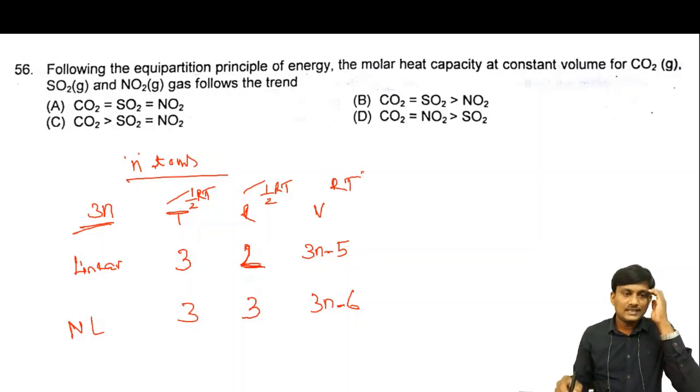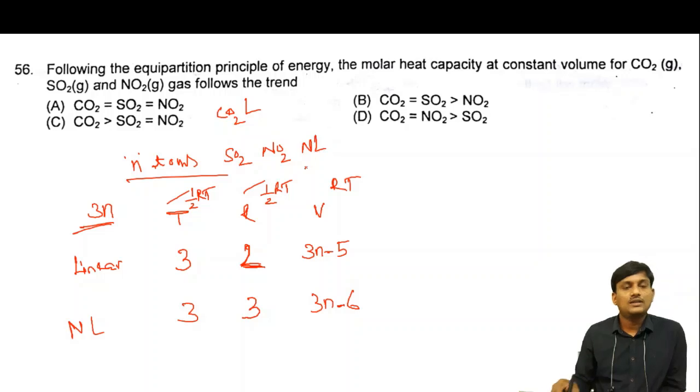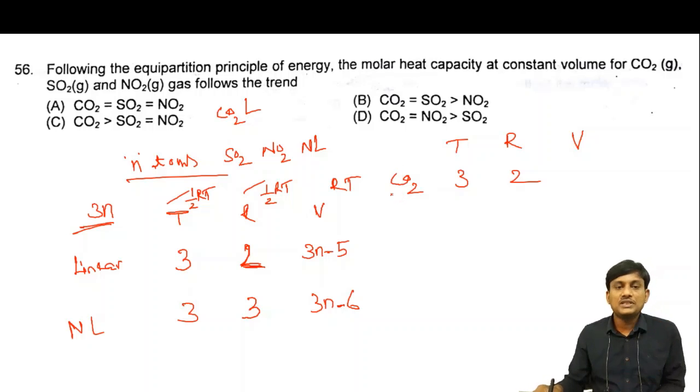So if you take linear molecule, we know that here CO2 is a linear molecule, and SO2, NO2, these are non-linear molecules. Let us calculate the number of translational, rotational, and vibrational modes. In case of CO2, it's linear, so it will be 3, 2, and total 3n. 3n means 3 into 3, total number of atoms are 3, 3 into 3, 9.